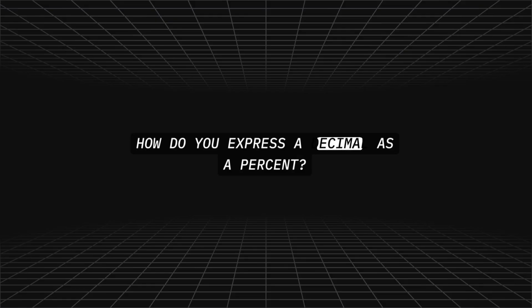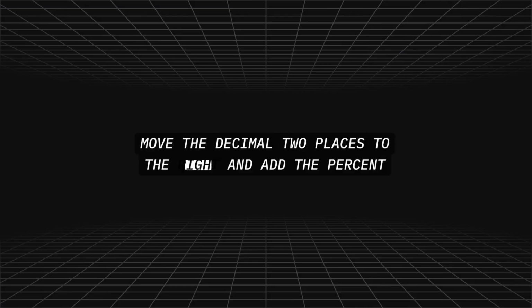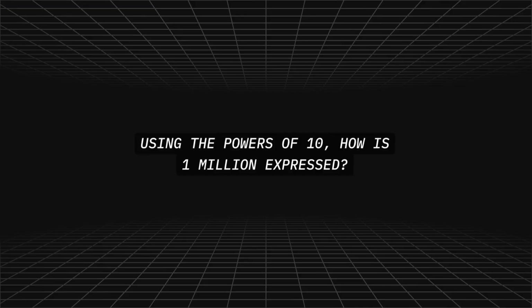How do you express a decimal as a percent? Move the decimal 2 places to the right and add the percent sign. For example, 0.75 is 75%. Using the powers of 10, how is 1 million expressed? Ten to the sixth power.